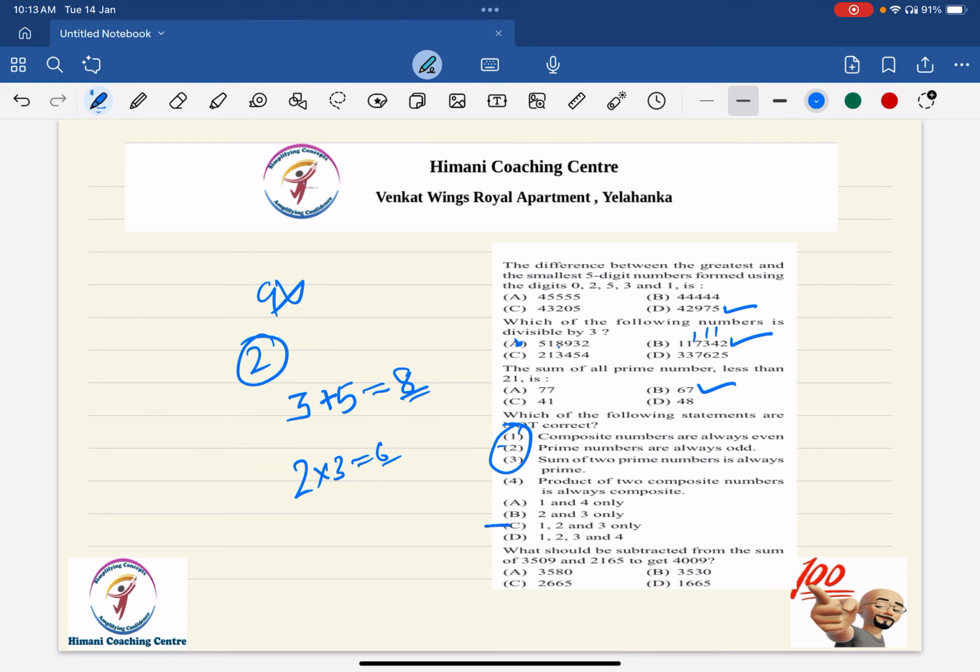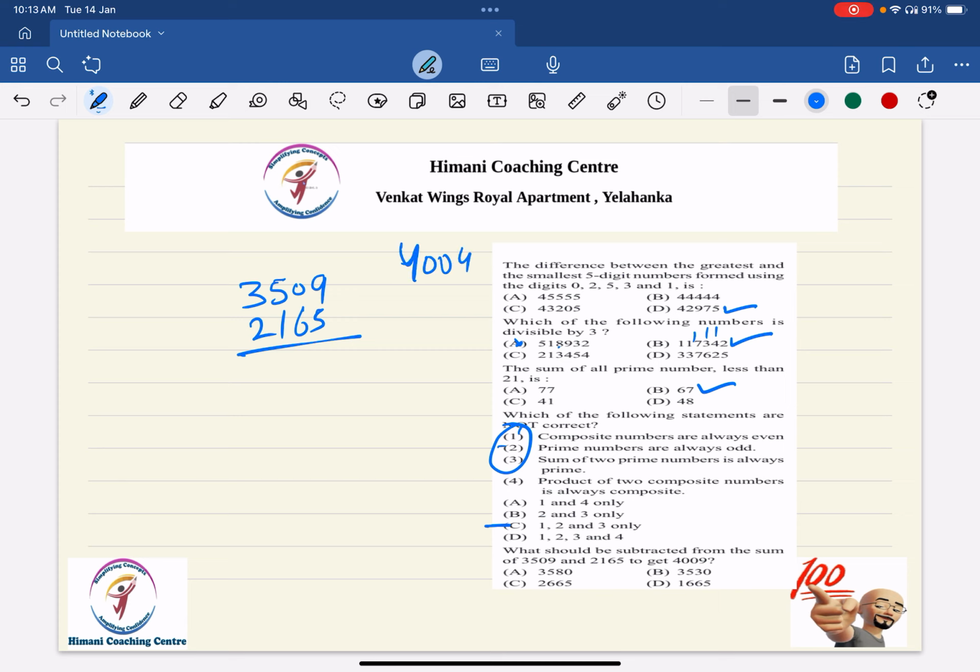So, C option is the one which we will choose for this particular question. Now, it says what should be subtracted from the sum of 3509 and 2165 to get 4009. Okay. What should be subtracted from the sum of 3509 and 2165 to get 4009?